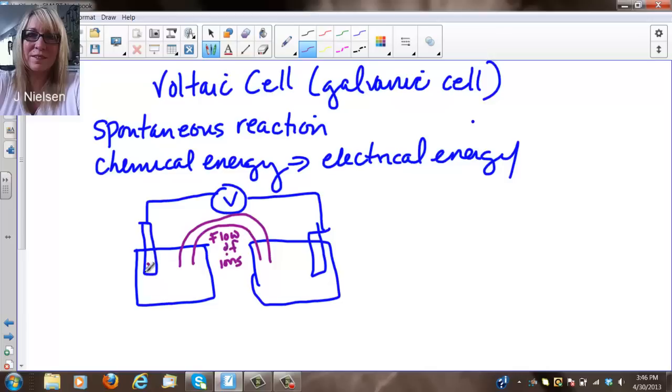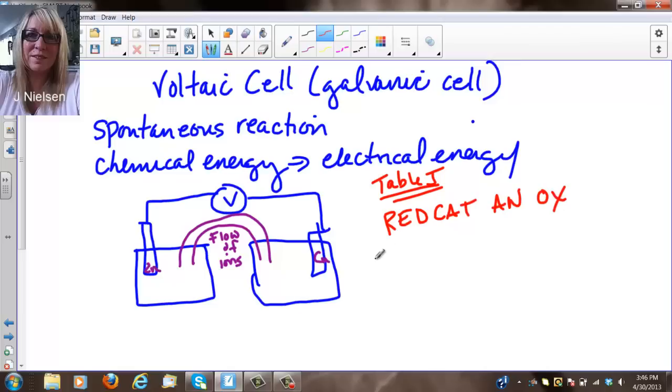If this is zinc and this is copper, there's a couple of things that we should be able to tell. First of all, you should be able to tell me that zinc is oxidized. Why? Because zinc is above copper on table J. So you can use table J to determine what's oxidized and what's reduced. We also know red cat, an ox. So we have reduction at the cathode, and at the anode is oxidation.